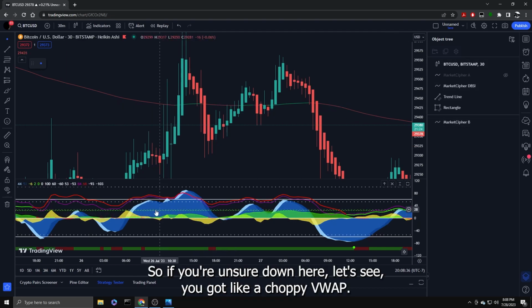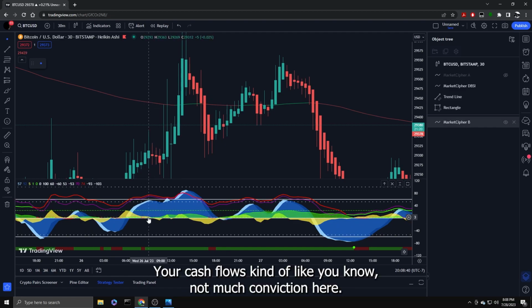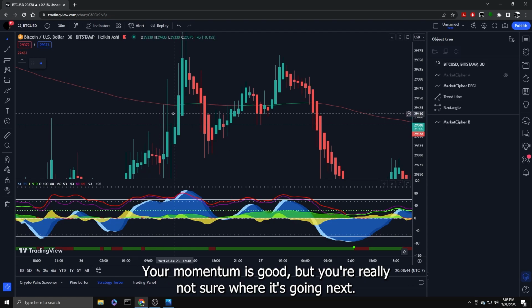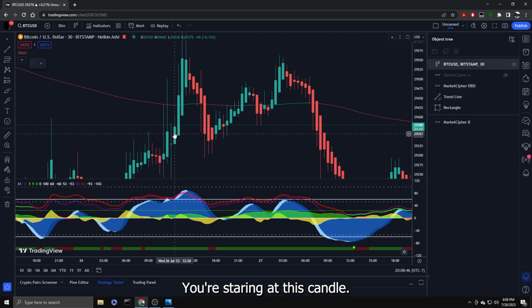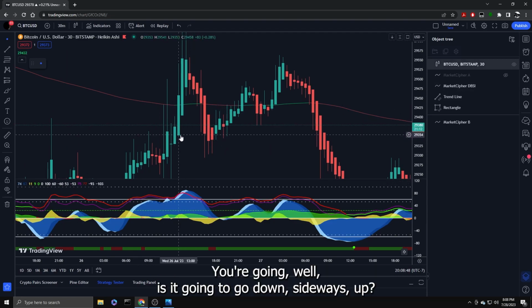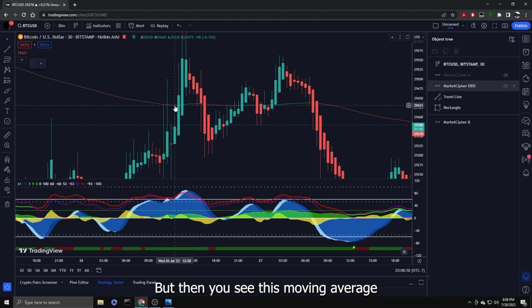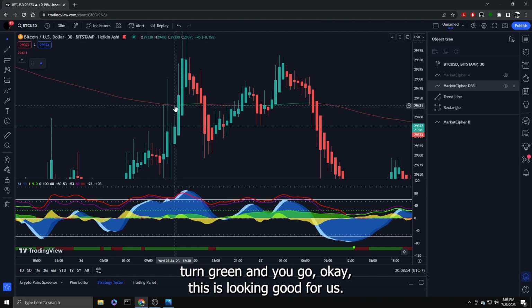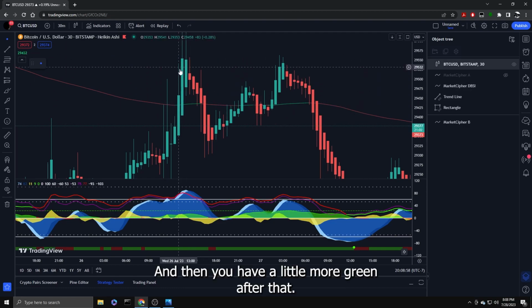So if you're unsure down here, let's see, you've got a choppy VWAP, your money flow's kind of not much conviction here. Your momentum's good, but you're really not sure where it's going next. You're staring at this candle, going, well, is it going to go down, sideways, up? I don't really know. But then you see this moving average turn green, and you go, okay, this is looking good for us. And then you have a little more green after that.